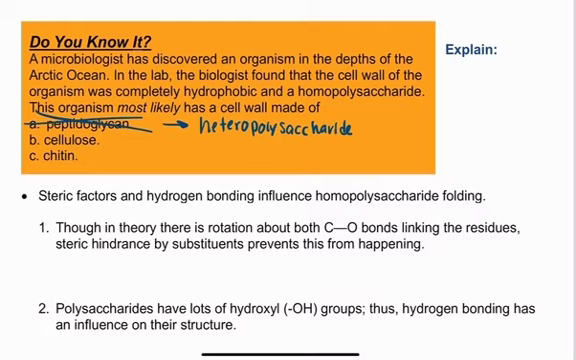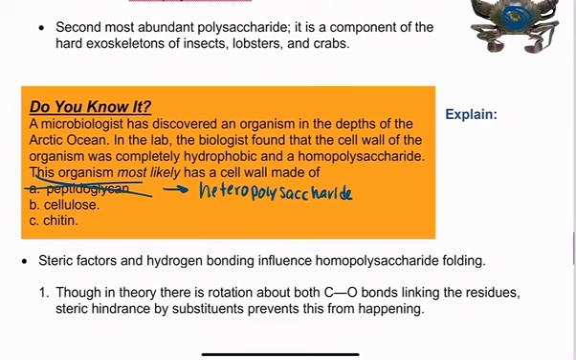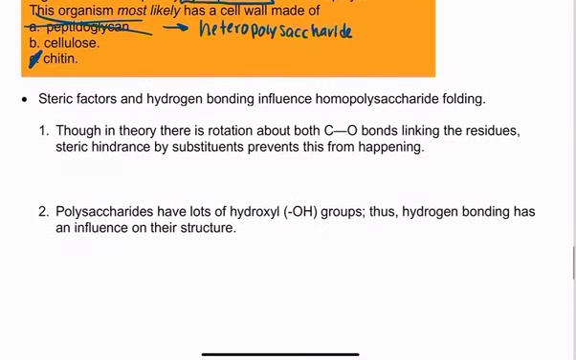Now we're down between cellulose and chitin. And considering that it is in the depths of the Arctic Ocean, we know of organisms existing such as the Arctic crab, we could most likely say that the correct answer to this question is chitin. And plants being down there is a possibility, but we know that the answer is chitin because of the mostly hydrophobic cell wall.